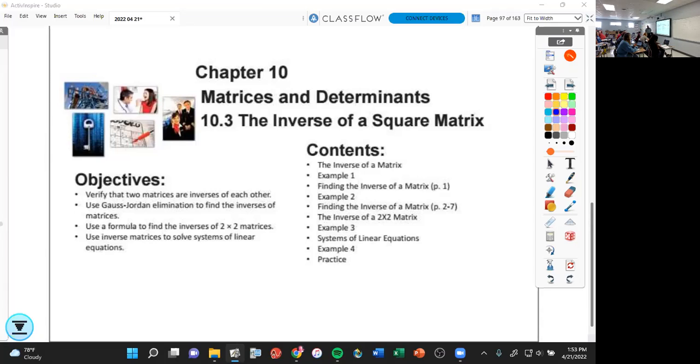We're going to use Gauss-Jordan elimination to find the inverse of a matrix. There's a formula to find the inverse of a 2 by 2 matrix. And then we'll use inverse matrices to solve systems of linear equations.